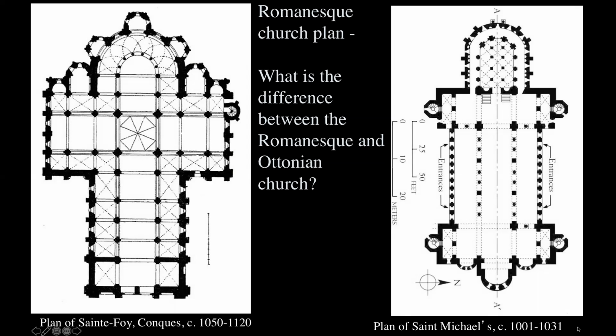On the right, you have a plan of Saint Michel, Saint Michael in English, and then the plan of Saint Foy, who we were looking at before, at Conques. You can see a bunch of differences. Normally I would do this in class, but I'll just talk about them since there's no one else here with me.